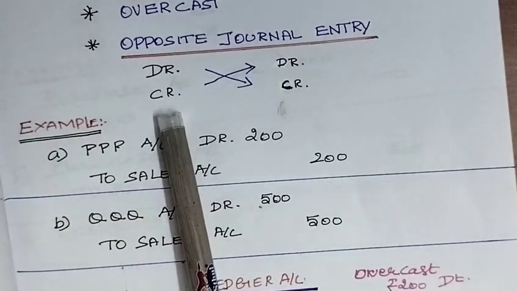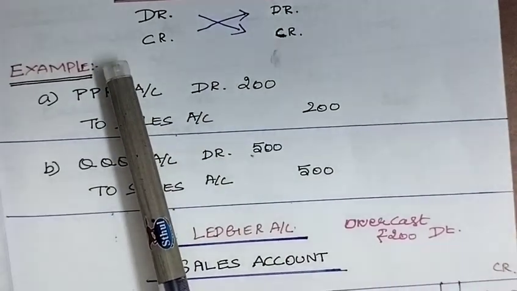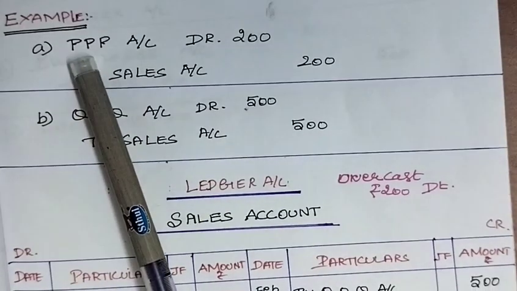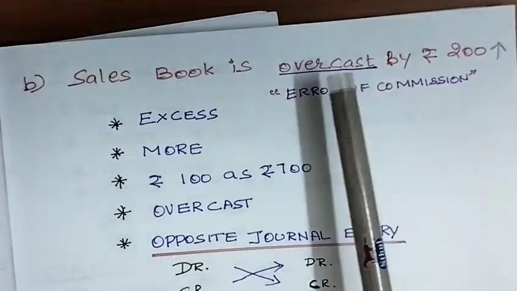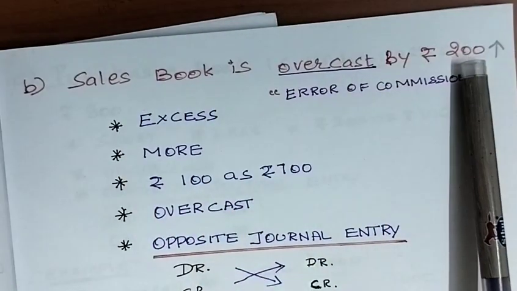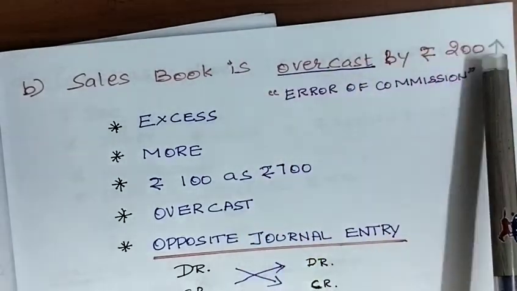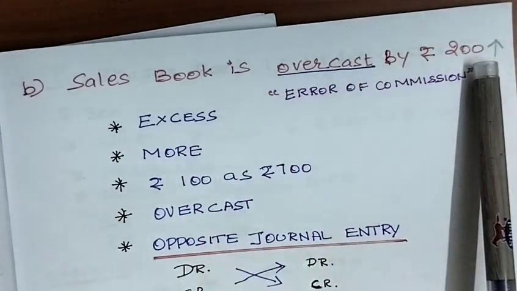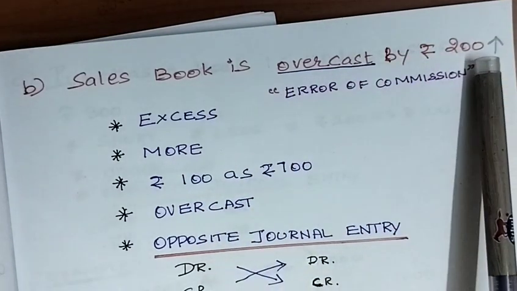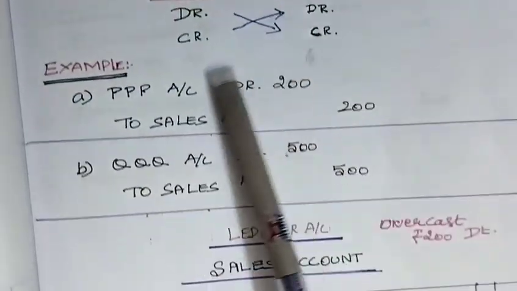Okay, listen, I will explain how you rectify the error. Say for example, what is the question? Sales book is over cost by rupees 200, right? So in sales book 200 rupees increased. Over cost means increased. Excess of 200 rupees shows in sales book. 200 rupees more in sales book. How do you balance it?